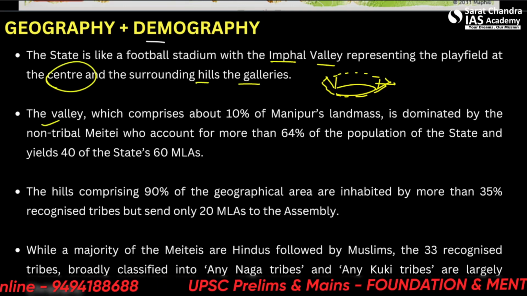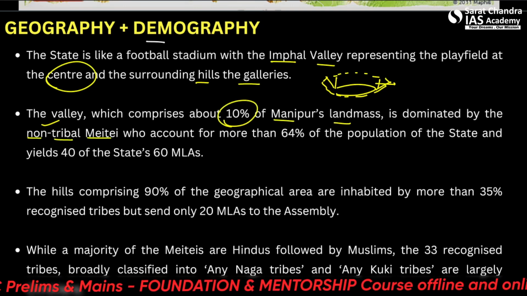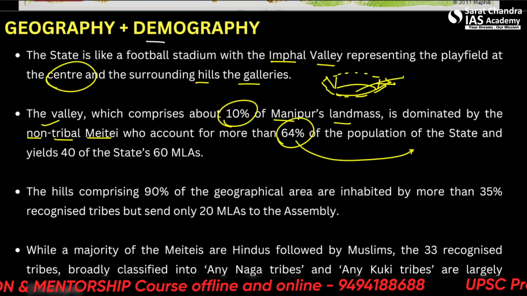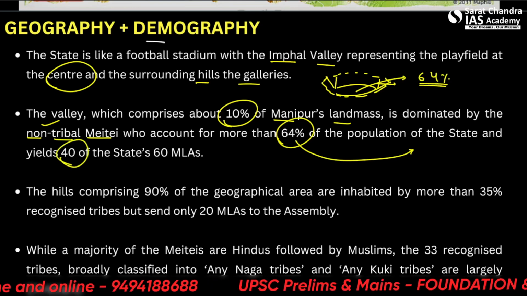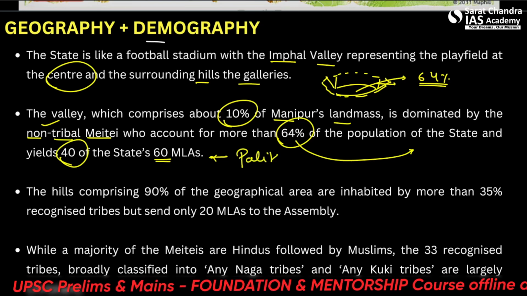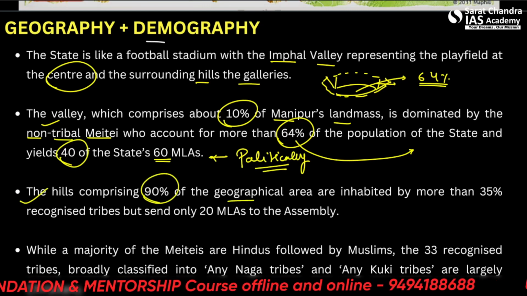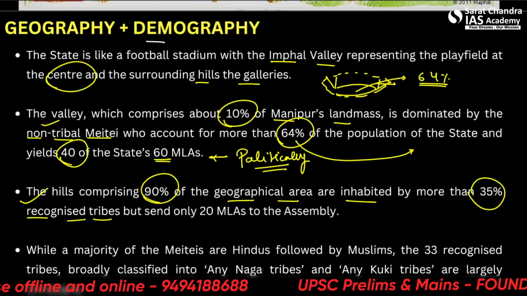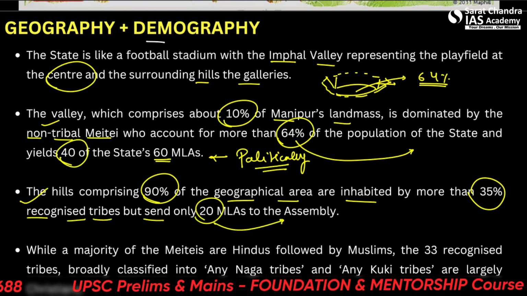The valley, which comprises about 10% of Manipur's landmass, is dominated by the non-tribal Meitei, who account for more than 64% of the population of the state. So 64% of the population is living in the Imphal Valley, dominated by the Meiteis, and yields 40 of the state's 60 MLAs. That means they are also politically dominating. The hills, comprising 90% of the geographical area, are inhabited by more than 35% recognized tribes, but send only 20 MLAs to the assembly. That means they are politically underrepresented.